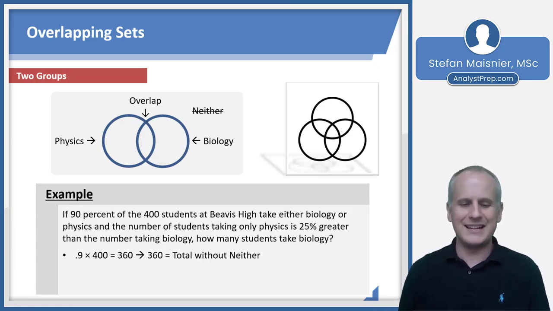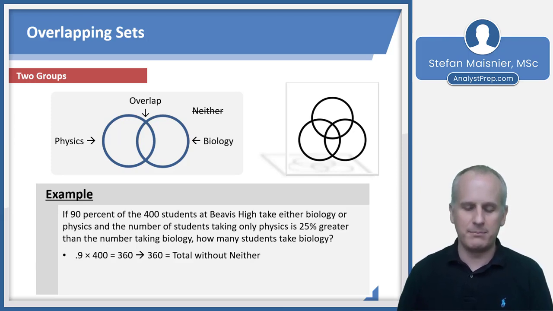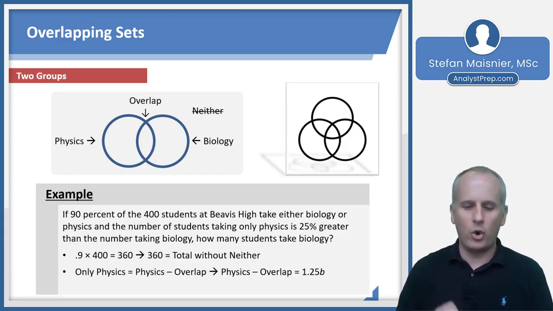So we can immediately take 90% of the 400 students at Beavis High by taking 0.9 and multiplying that by 400. Now recognize that's 10% off of 400, so I could also just subtract 40 from 400 to potentially make the mental manipulation a little bit faster. But our total without the neithers, meaning those that are physics or overlap or biology only, are going to be 360. So we know that 360 is equal to those in physics plus those in biology minus the overlap that are counted twice. So our only physics is physics minus the overlap.